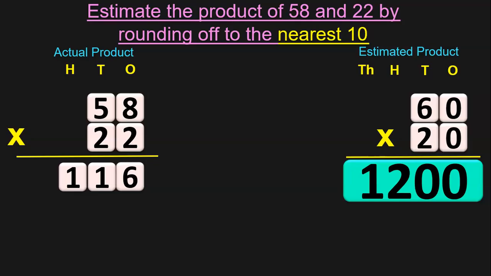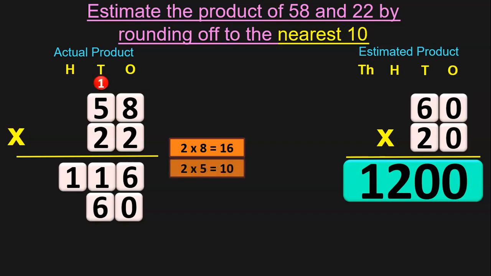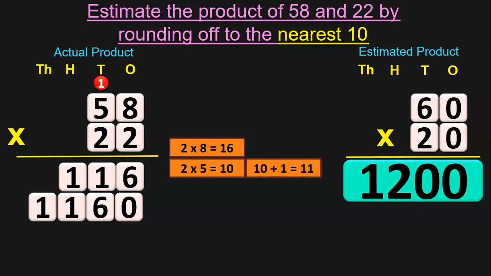Next 58 into 20 we'll have to do. So add a 0 in the ones place. 2 into 8 is 16. 6 carry over 1. 2 into 5 is 10. 10 plus 1 is 11. 1 in the hundreds place and another 1 in the thousands place.